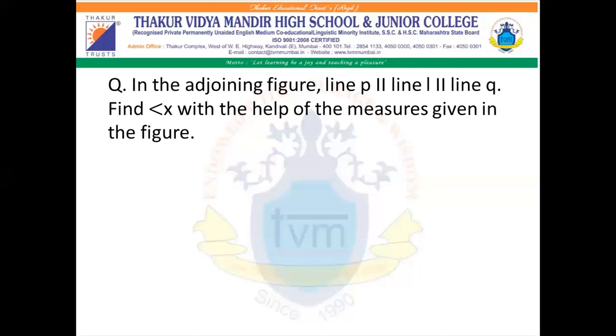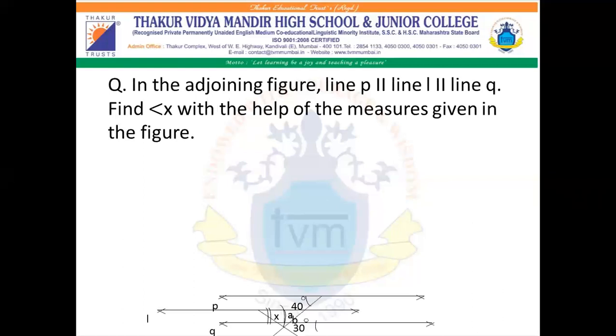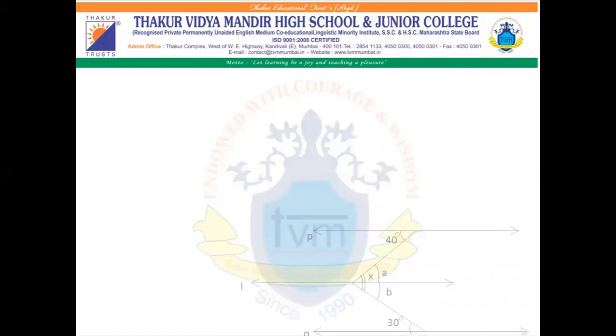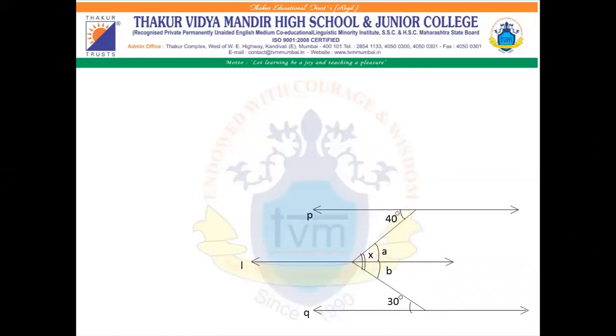In the adjoining figure, line P is parallel to line L, parallel to line Q. Find measure of angle X with the help of the measures given in the figure. Please look at the figure. Consider angle A and angle B as shown in the figure.